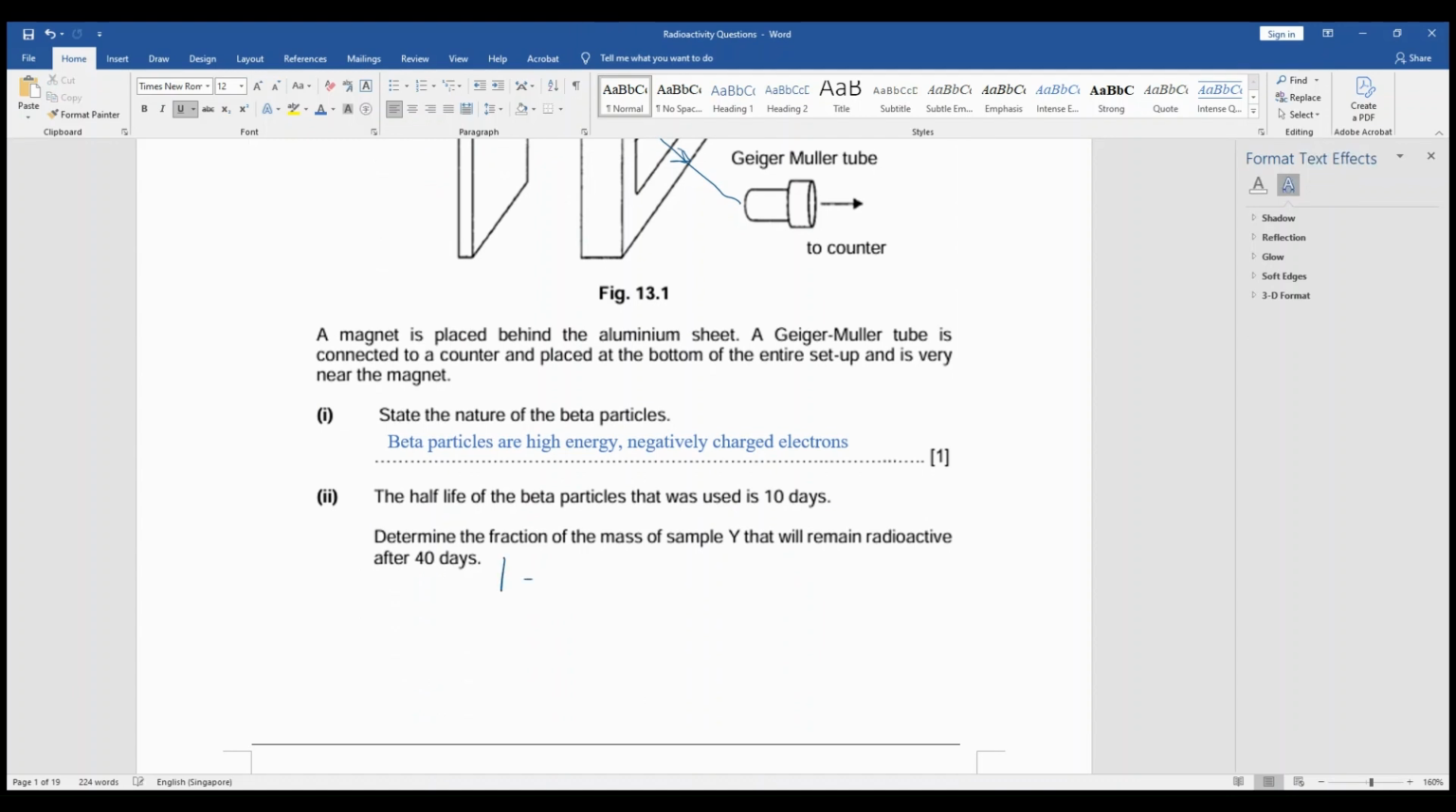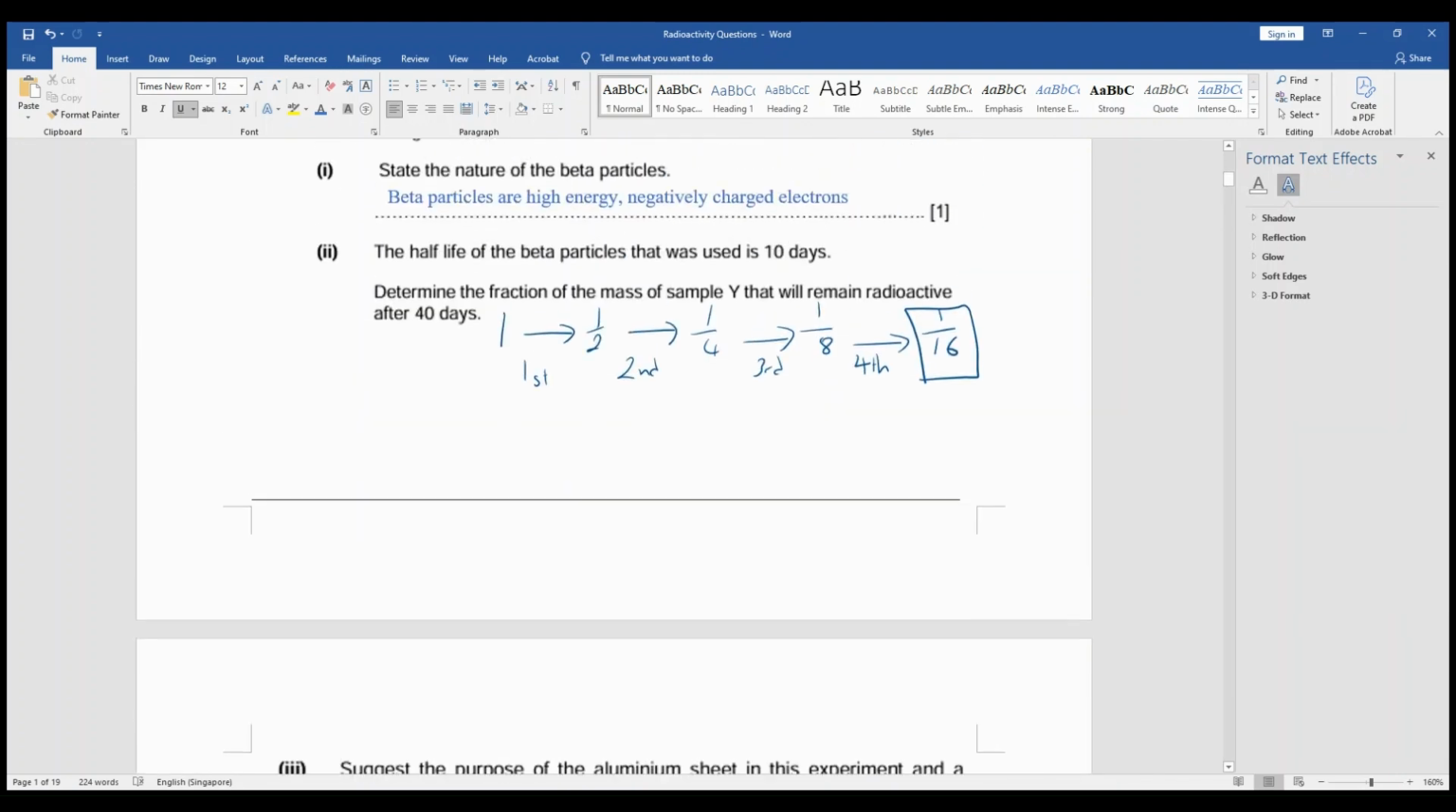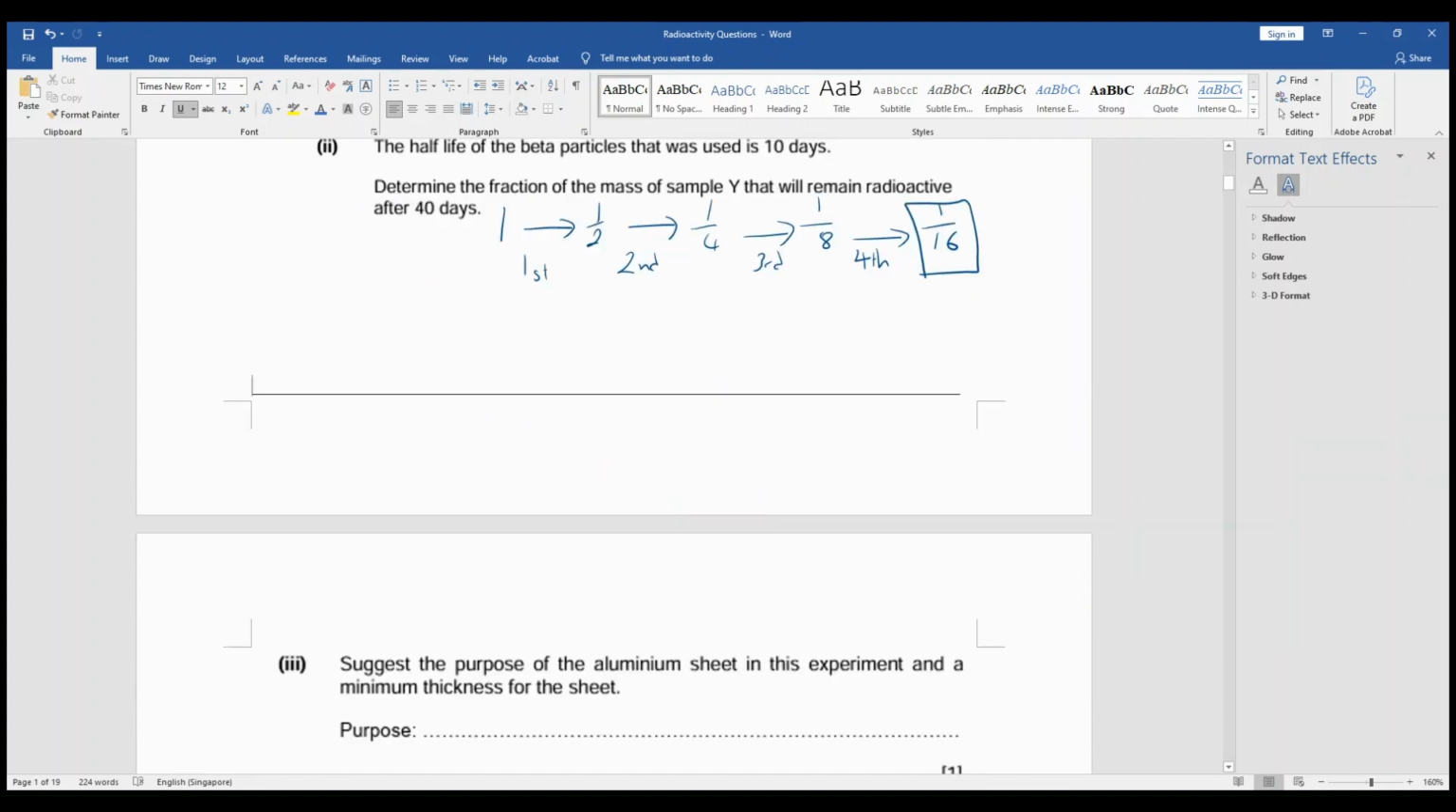So after one half life it becomes half. After another half life it becomes 1/4. So this is the first, second, third half life, then it becomes 1/8. Then another half life, it becomes 1/16. So the answer is 1/16. Just keep it simple maths. Don't need to give some very complicated formula.